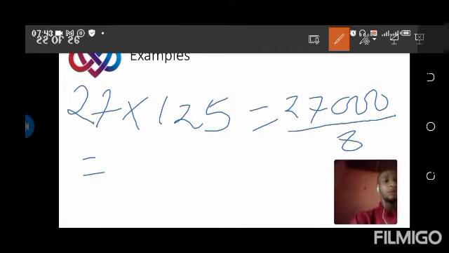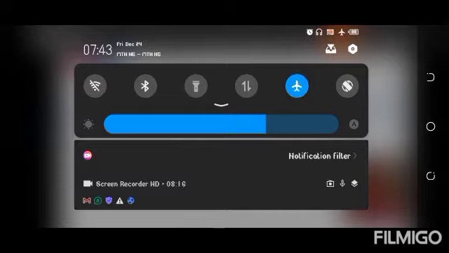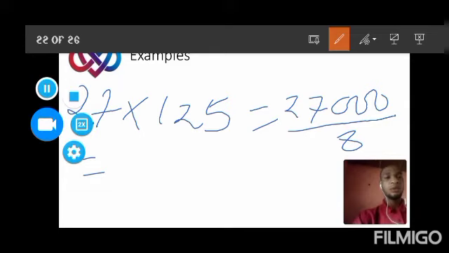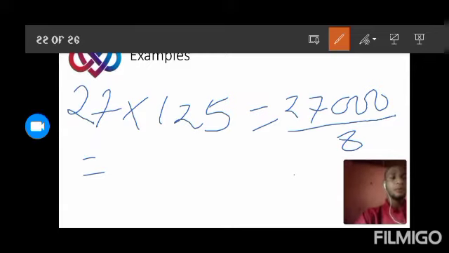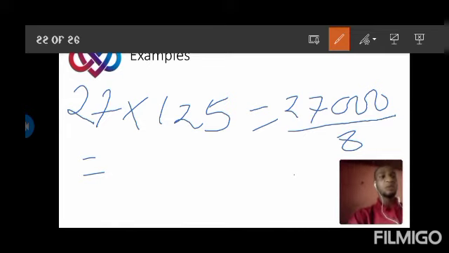So we'll divide by 8. We'll divide the number by 8. Now let's move on. So dividing by 8, what do we do?